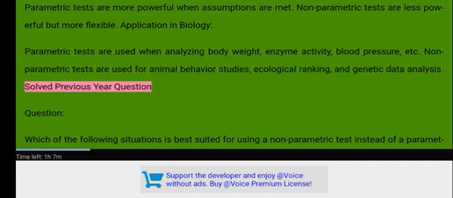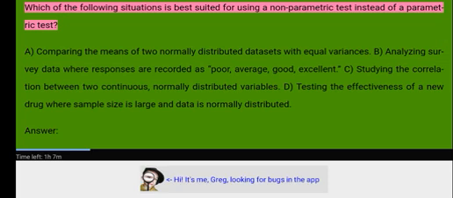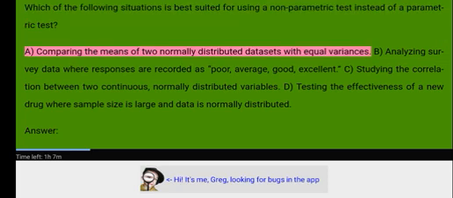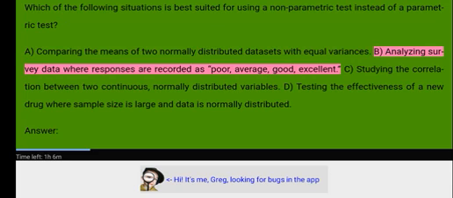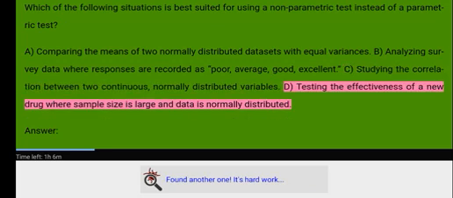Solved previous year question. Question: Which of the following situations is best suited for using a non-parametric test instead of a parametric test? A. Comparing the means of two normally distributed datasets with equal variances. B. Analyzing survey data where responses are recorded as poor, average, good, excellent. C. Studying the correlation between two continuous, normally distributed variables. D. Testing the effectiveness of a new drug where sample size is large and data is normally distributed.